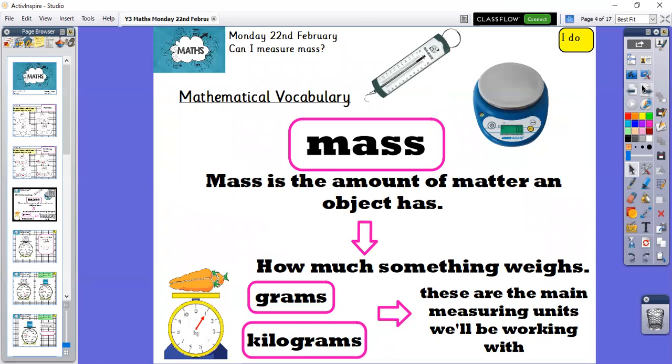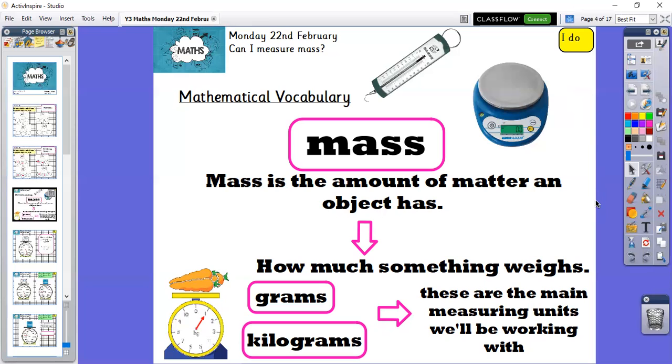Now, you might already know what mass is, but I'm going to explain it again just in case there's anyone out there who goes, well, actually, Mrs. Silverthorne, what is mass? Mass is the amount of matter an object has. Realistically, it's how much something weighs. Throughout this unit, we'll be focusing on measuring in grams and in kilograms. Those will be the main units we work with, so everything you encounter today will be in either grams or kilograms.